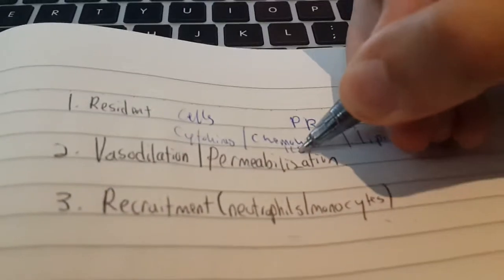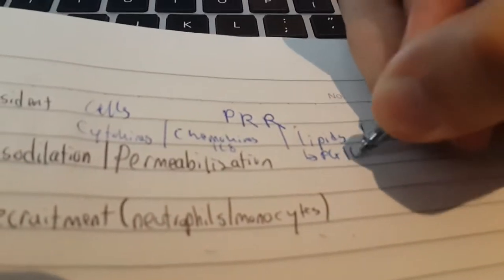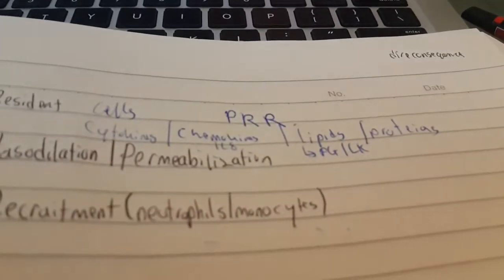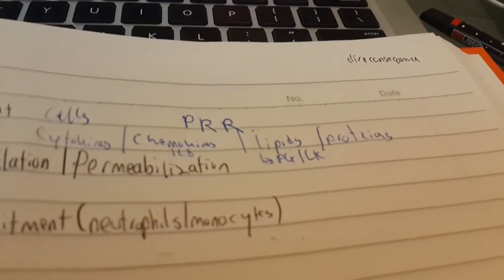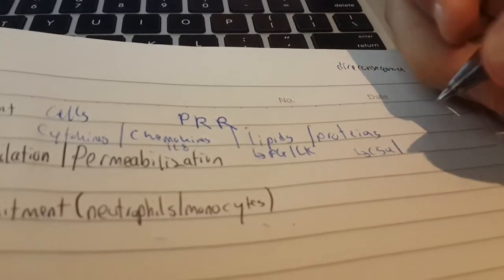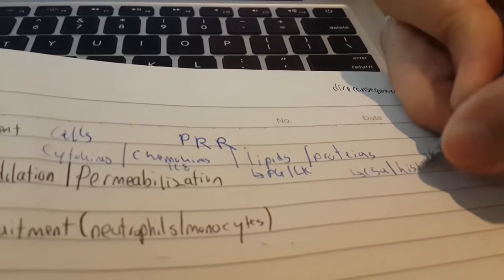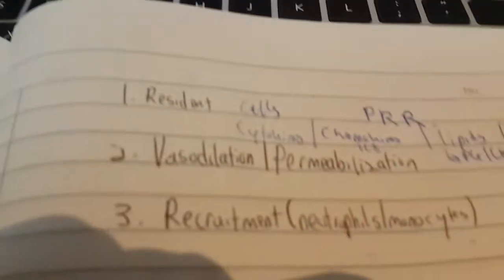Chemokines like interleukin-8 is going to be responsible for your third step, which is recruitment via chemoattraction. Lipids like prostaglandins and leukotrienes are going to lead to vasodilation and increased permeabilization respectively. Proteins like protein C5a, which is an anaphylatoxin, and histamine is going to lead to increased permeability of the blood vessel wall.